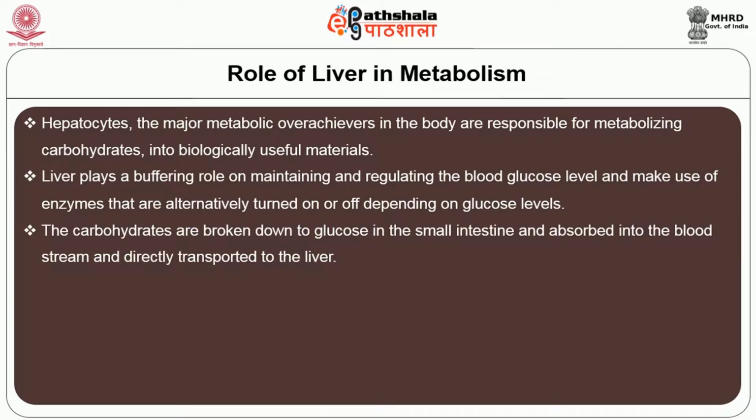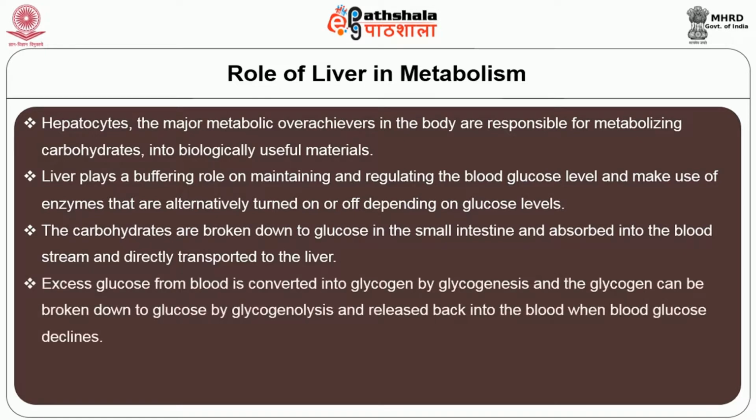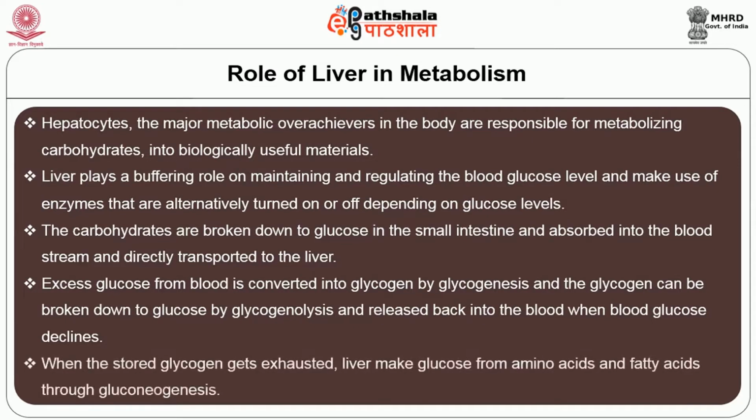The carbohydrates are broken down to glucose in the small intestine, absorbed into the bloodstream and directly transported to the liver. Excess glucose from blood is converted into glycogen by a process called glycogenesis, and the glycogen formed can be broken down to glucose by glycogenolysis and released back into the blood when blood glucose level declines.